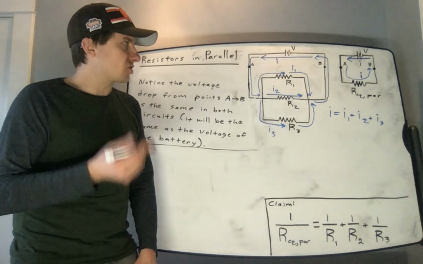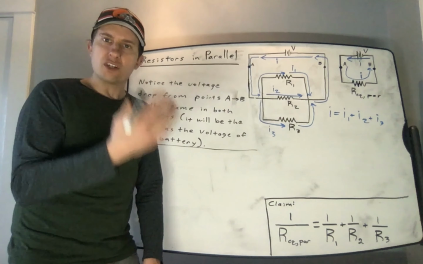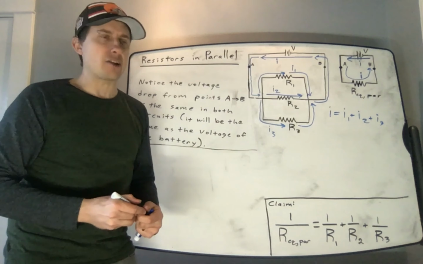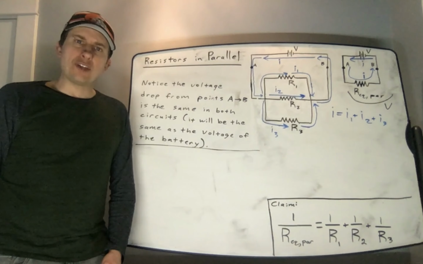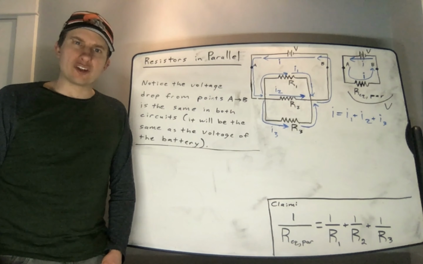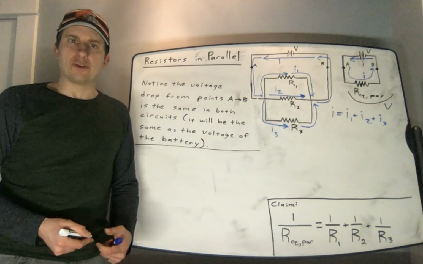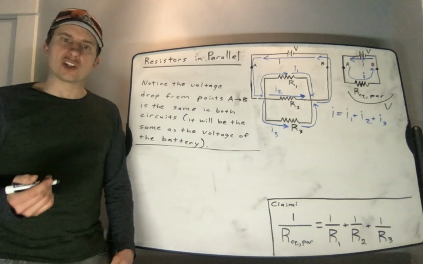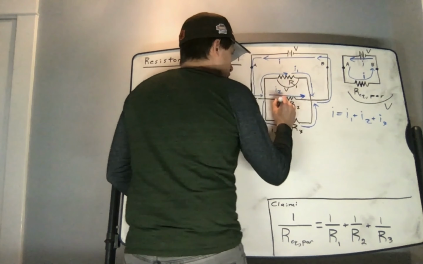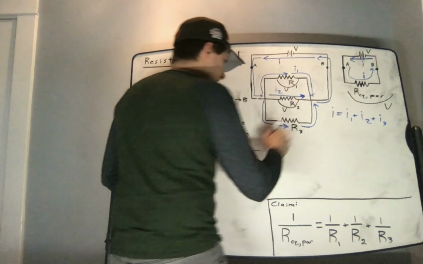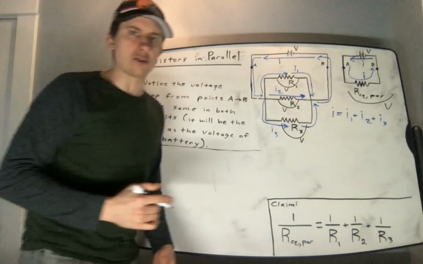If I look at the circuit on the right, the voltage drop across our equivalent is going to be the same as the voltage of the battery, so I'm going to call this voltage drop V. We will now claim that the voltage drop across each resistor in parallel will be the same, and that voltage drop will be the same as the voltage of the battery. So in other words, there will be a voltage drop of V across resistor R1, a voltage drop of V across resistor R2, and a voltage drop of V across resistor R3.